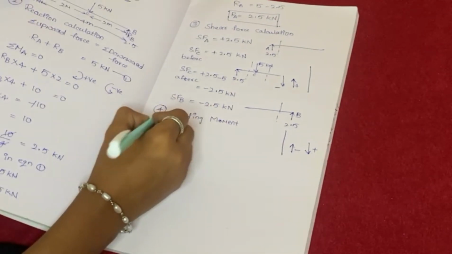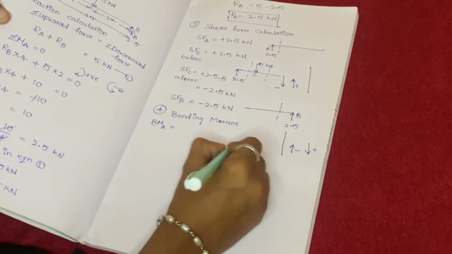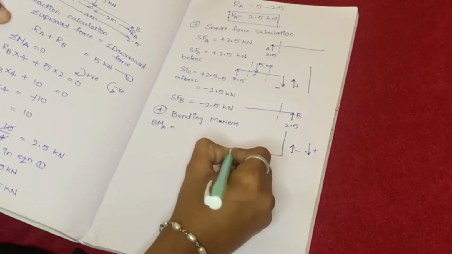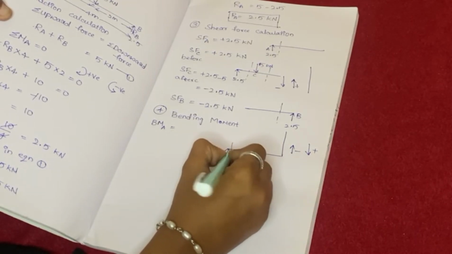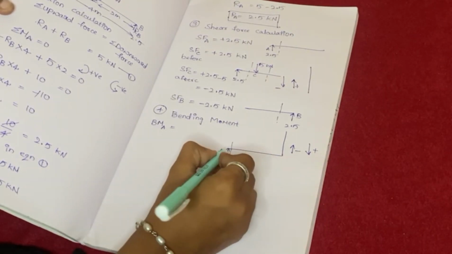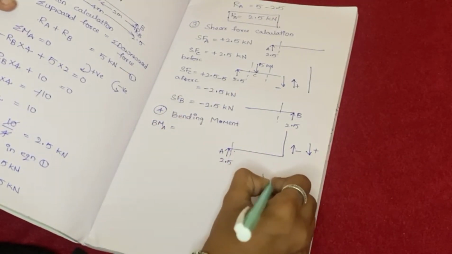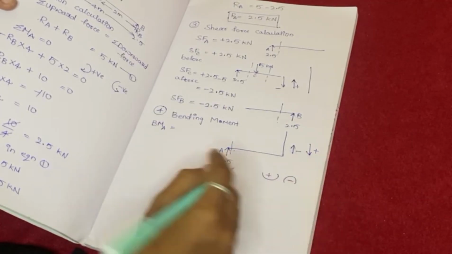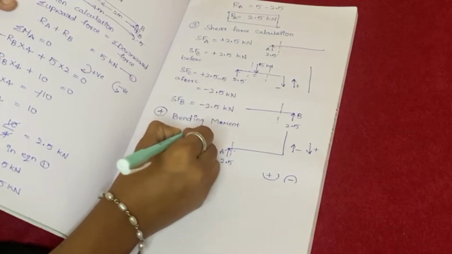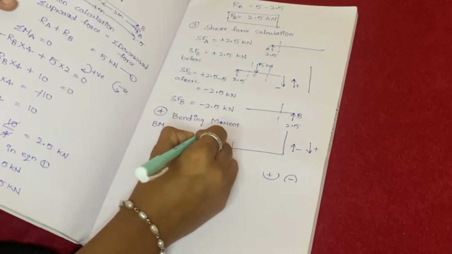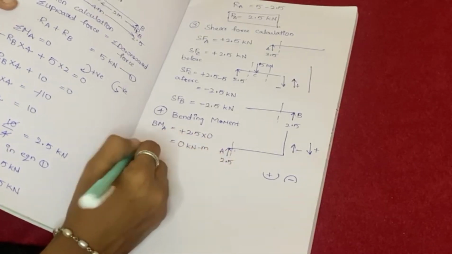Bending moment about A. I am taking a section here. At A, I am calculating bending moment. The distance is 0. A to A is 0. Here, sagging moment is positive, hogging moment is negative. It is creating sagging moment. So, plus 2.5 into 0 is equal to 0 kilonewton meter.